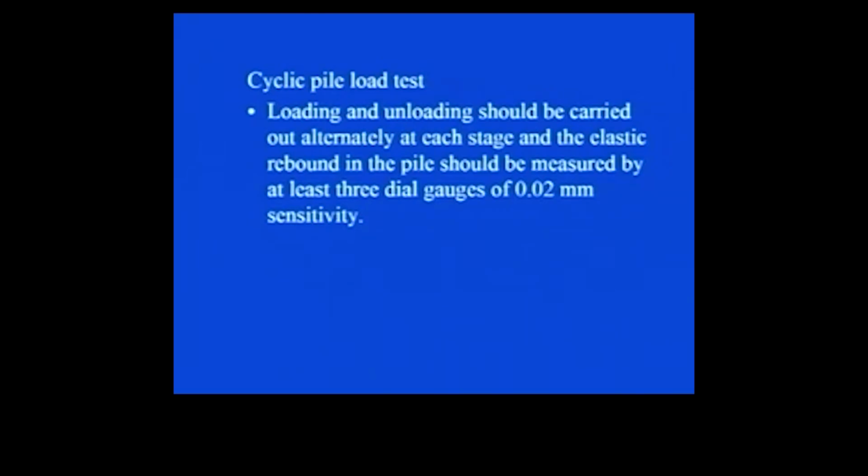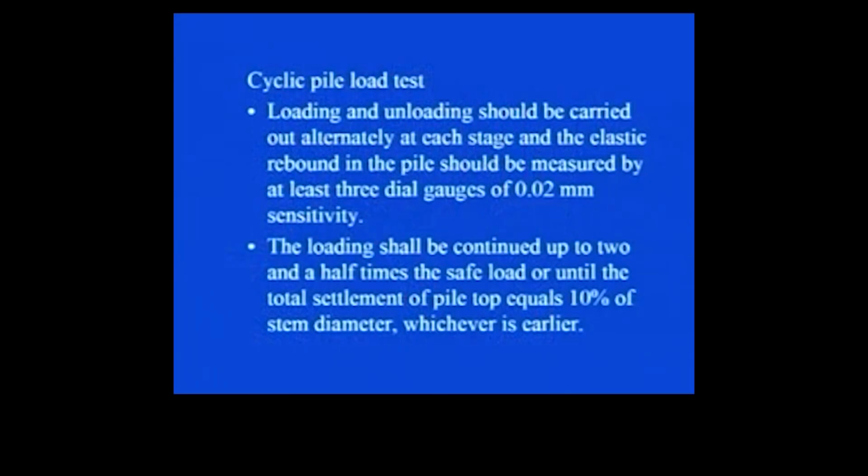So, let us say 20% of the increment of the load has been applied. Once it attains that 20% of the load, the load has to come down to 0, that is, the unloading has to be done, and once the load becomes 0, from that point the next 20% increment, that is a total of 40% of the increment, is applied to the pile, and so these cycles are repeated. The loading shall be continued up to 2.5 times the safe load, or until the total settlement of pile top equals 10% of stem diameter, whichever is earlier.